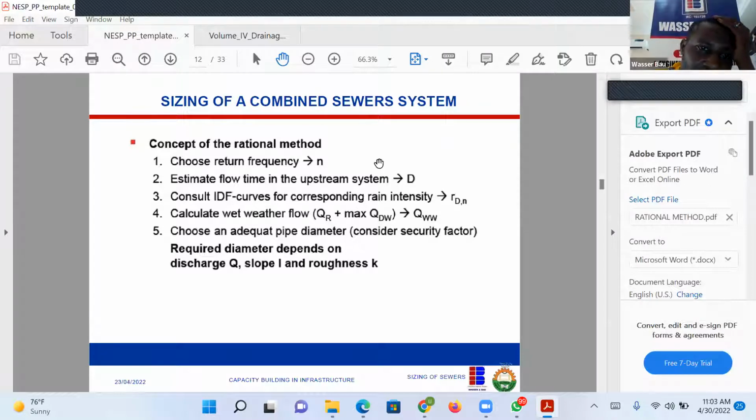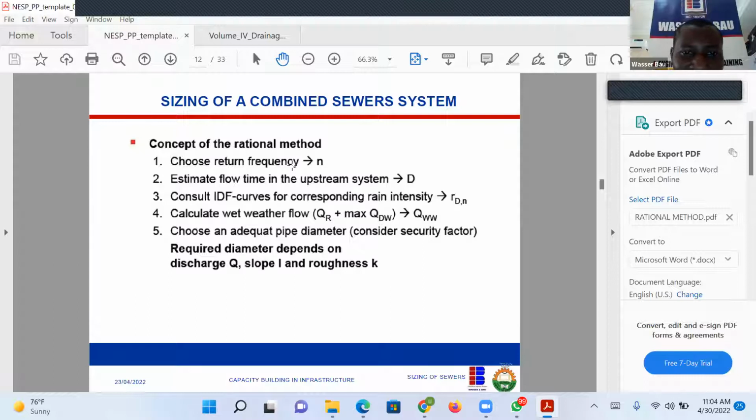If you're going to design, the first thing you do is you choose your frequency, choose your N. As a consultant, this is where you explain why you are choosing your N. You explain why. N is what it is.